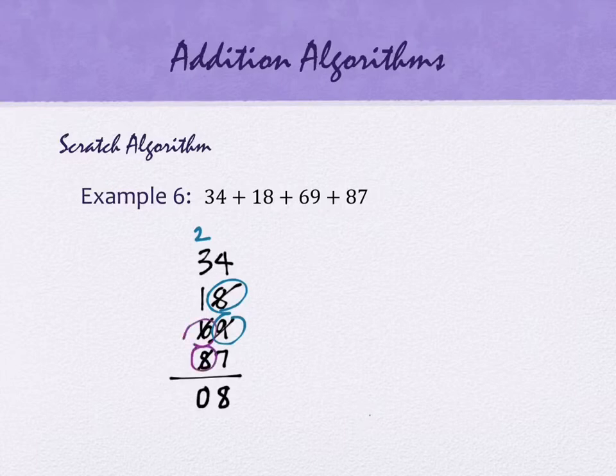So again, I would carry that over. I know there's nothing in my hundreds column, but pretend for a moment there were. And then I would add straight up my hundreds column, and there's a 2 in that column. So I have 208.